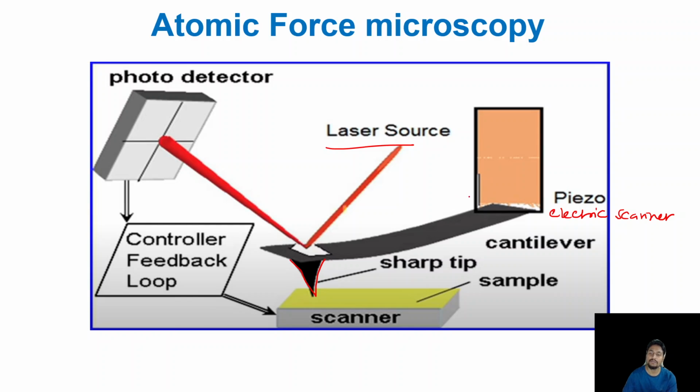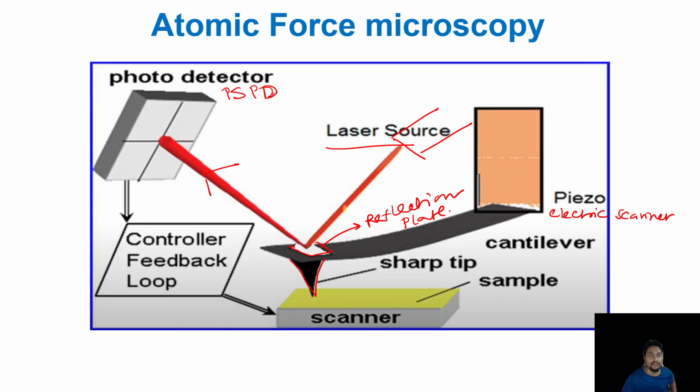So this tip is mounted on the piezoelectric scanner, and there is a laser source. The laser is coming, and this part of the cantilever is a reflection part, a reflection plate, I mean, normally it is called. So from this part, reflection can occur. Now this reflected light is detected using a position sensitive photo detector.